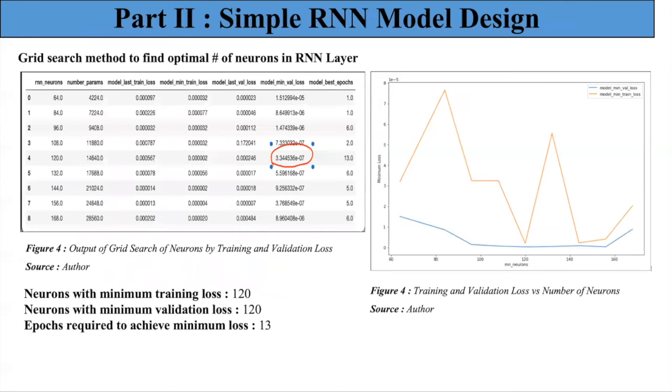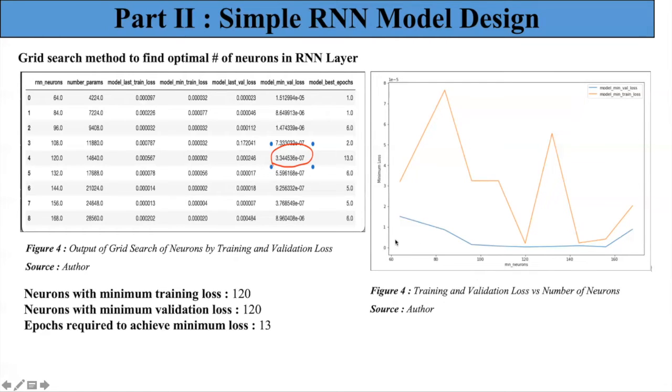So let's discuss the design of the simple RNN. I haven't designed the simple RNN just by selecting an arbitrary number of neurons. Instead, I have applied the grid search method, in which I have created a specific range of values of the neurons which I want to pass through in my iterative function to build that many models. So I have actually built 9 models with each having a different set of neurons in the RNN layer, and calculated the training loss and the validation loss for all of these models.